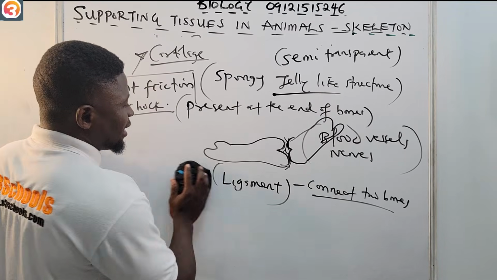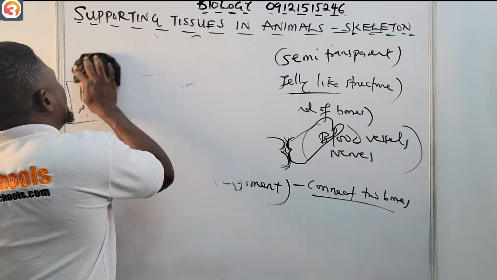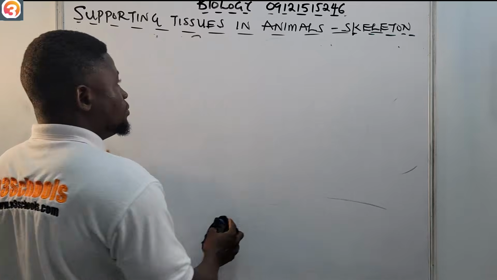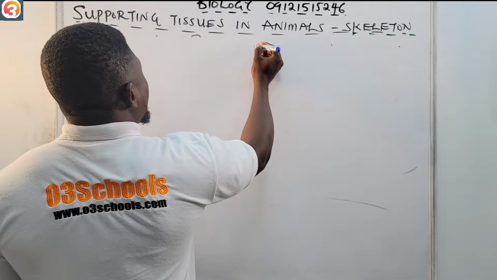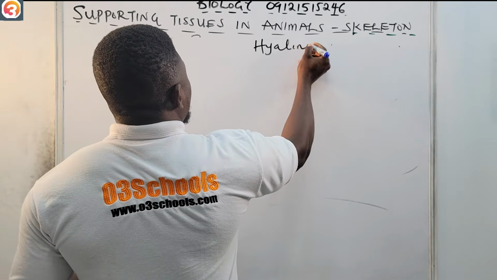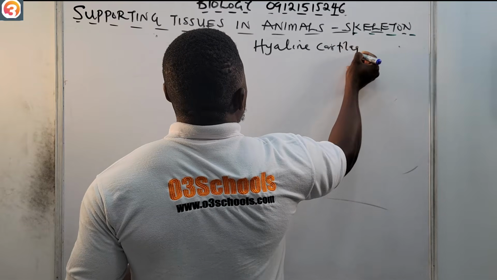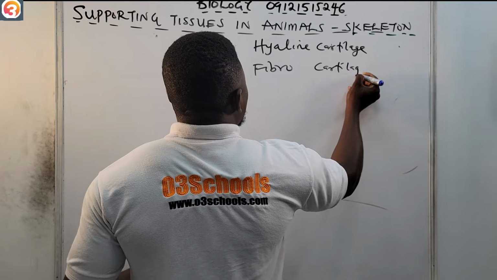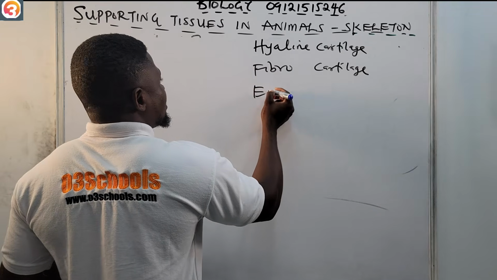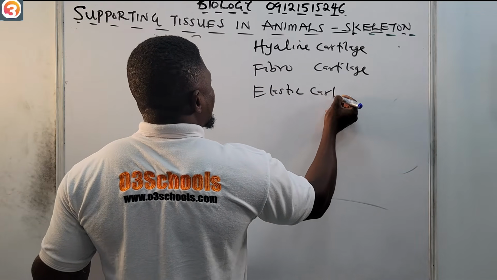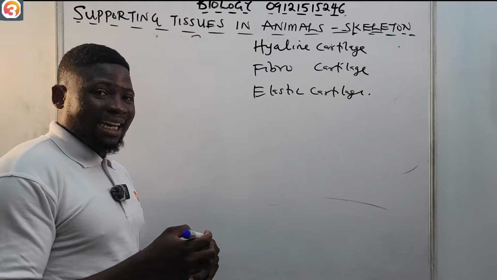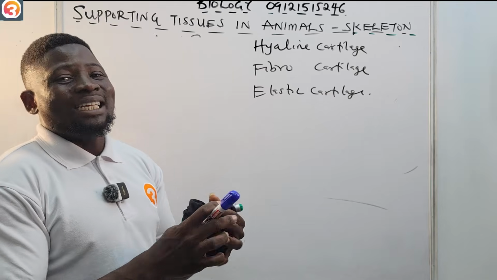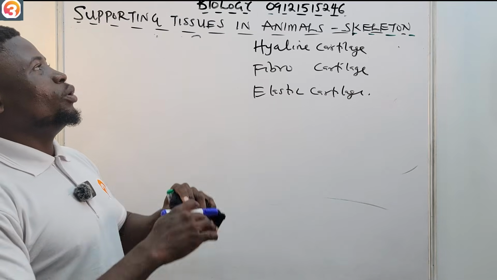There are different types of cartilages. We have about 3 of them. Number 1 is the one we call the hyaline cartilage. Hyaline cartilage is the most common type of cartilage that's found. We also have the one we call the fibrocartilage. And then lastly, we have the one we call the elastic cartilage. Like I said, this hyaline cartilage is the most common among all the types of cartilage.